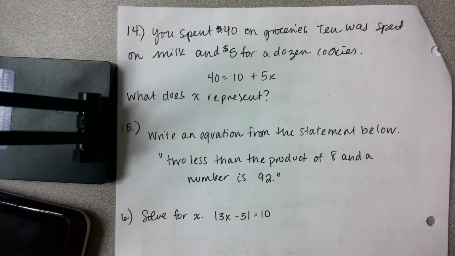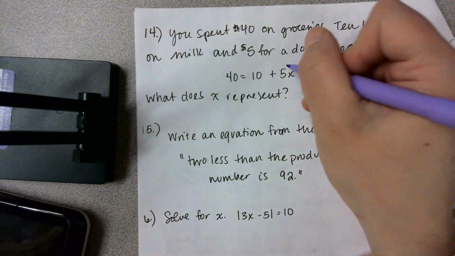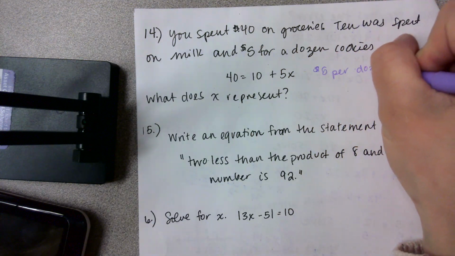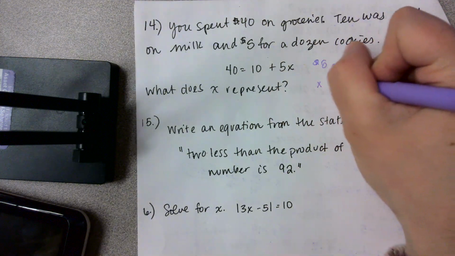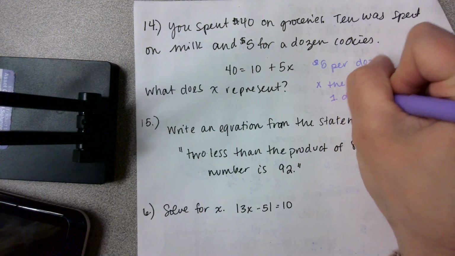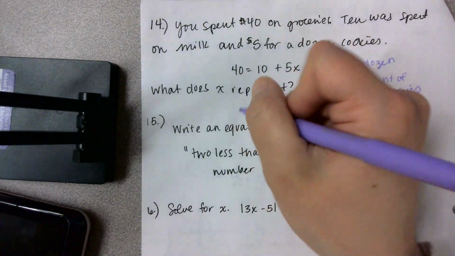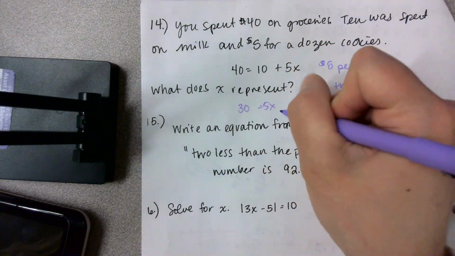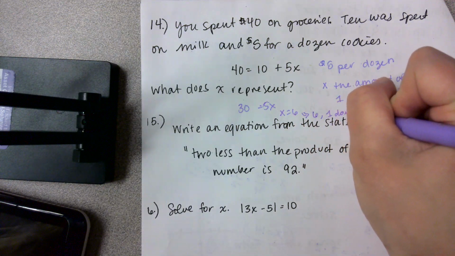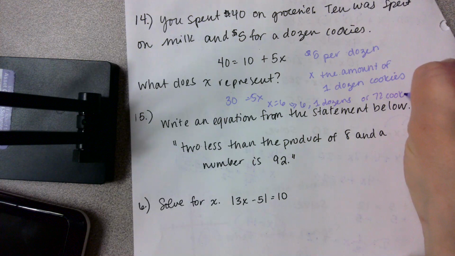Okay, it says so you spent 40 on groceries and 10 was spent on milk and 5 for a dozen cookies. What does X represent? Well, it's $5 per dozen. So X represents the amount of 1 dozen cookies. So if I subtract 10, I get 30, and then I divide by 5 equals 6. So 6 dozens, or 72 cookies.